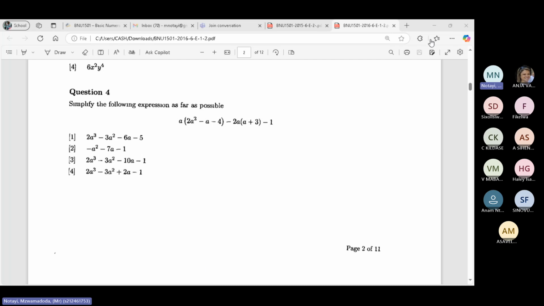Okay, yes, well done, guys. Well done to those who got it. So the correct one is 2a cubed, or 2a to the power 3, minus 3a squared minus 10a minus 1. So that is the correct option. Well done to you guys.